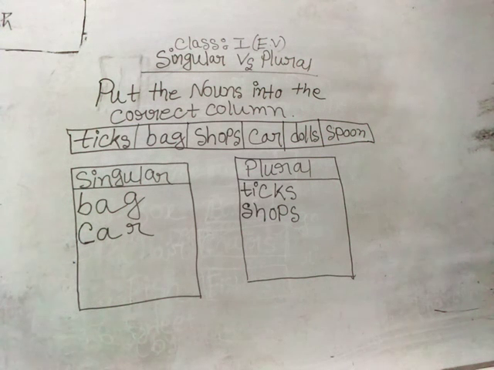So we are done almost with the clues. Ticks will be in plural. Back, as there is no S, it should be in singular. Then shops, again there is extra S, so it should be in plural column. Now car, so car means one car, that's why I have put it into the singular column.